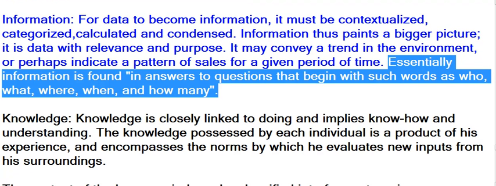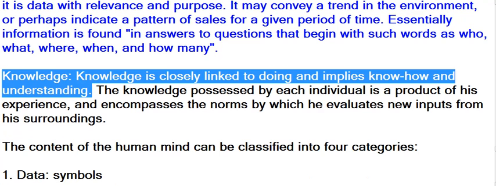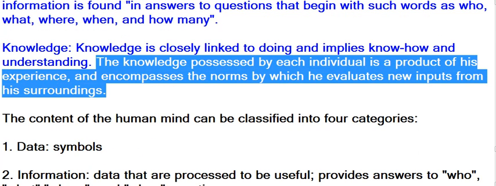Essentially, information is found in answers to questions that begin with such words as who, what, where, when, and how many. Knowledge is closely linked to doing and implies know-how and understanding. The knowledge possessed by each individual is a product of his experience, and encompasses the norms by which he evaluates new inputs from his surroundings.